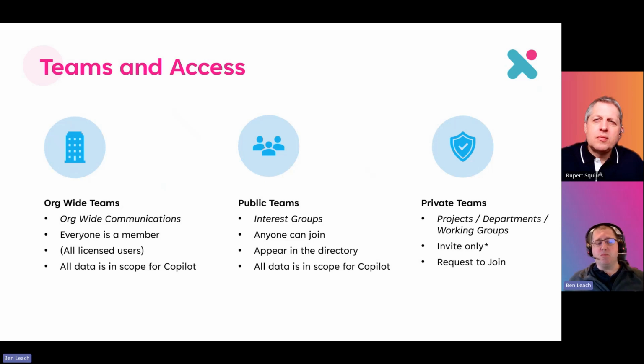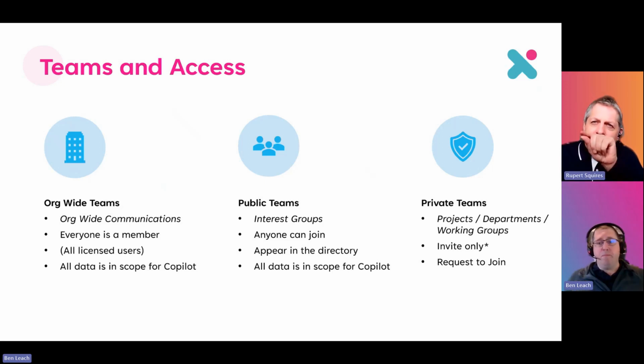So these are typically aligned to things like projects, departments, working groups. Users have to be invited or managed. Users can request to join, but provided that they have a direct link to that team. They can't browse to see that that team is there. So if you had a sensitive redundancy project, for instance, people wouldn't be able to see it unless they were specifically invited to that team.